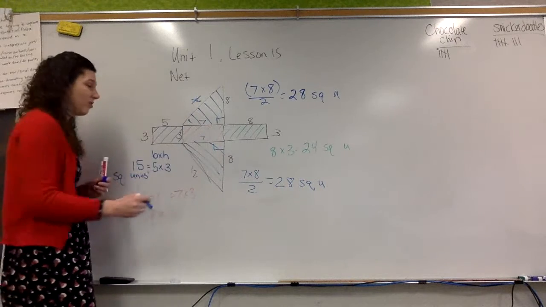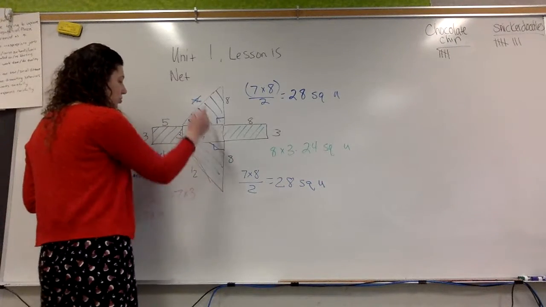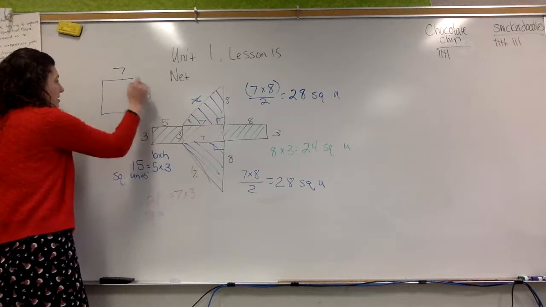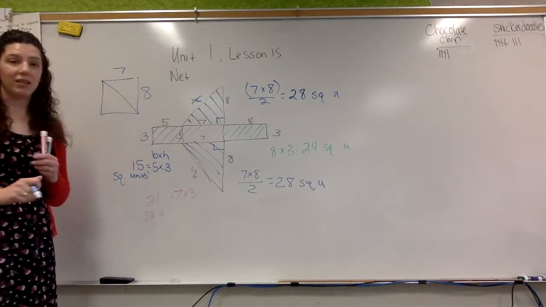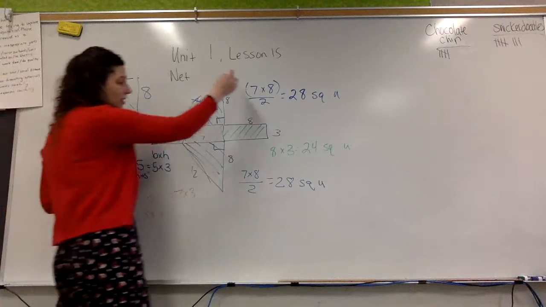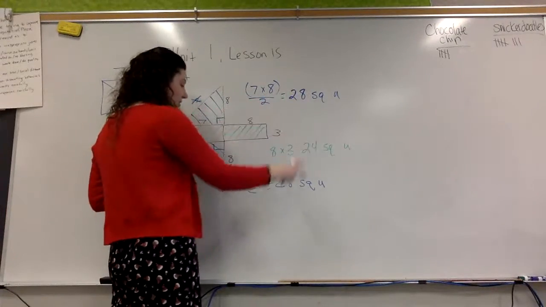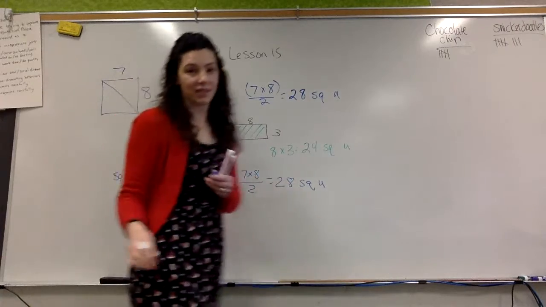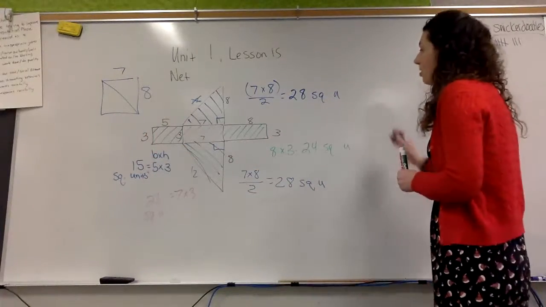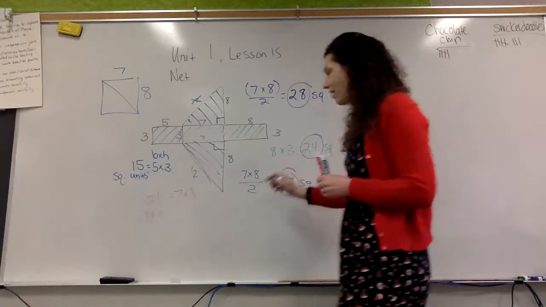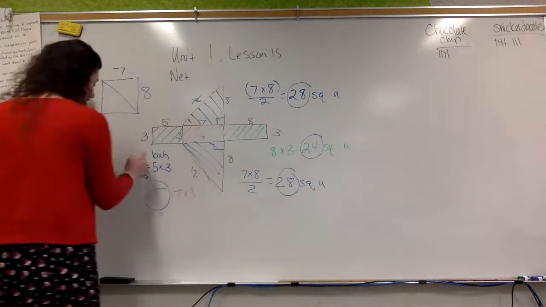Now, the other thing I could have noticed is if I put these two triangles together, I would have had a rectangle that measured 7 by 8, right? So instead of doing this, I could have just left it at 56 instead of taking half of 56 here and half of 56 here. No matter how I do this, once I've found all my areas, then I have to add them all together.